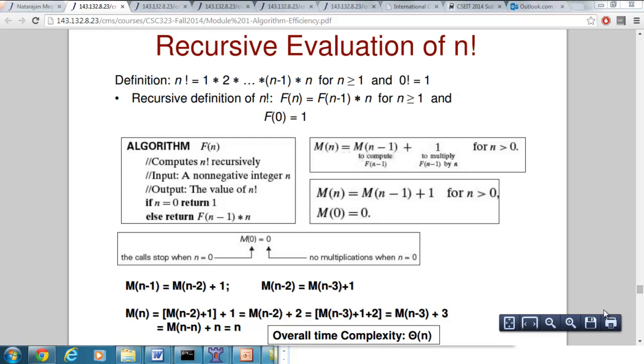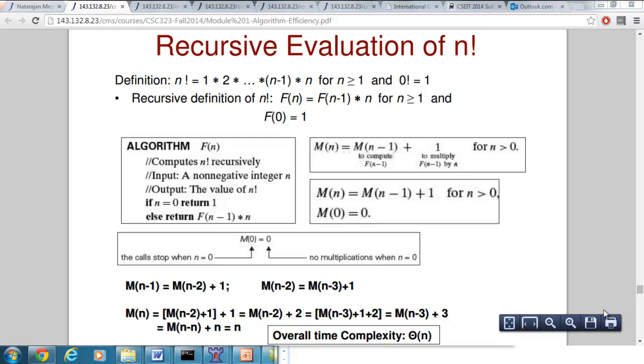Hello, today we are going to look at recursions. So we'll look at some sample algorithms that are recursive in nature, and we will compute or evaluate the runtime complexity of those algorithms.